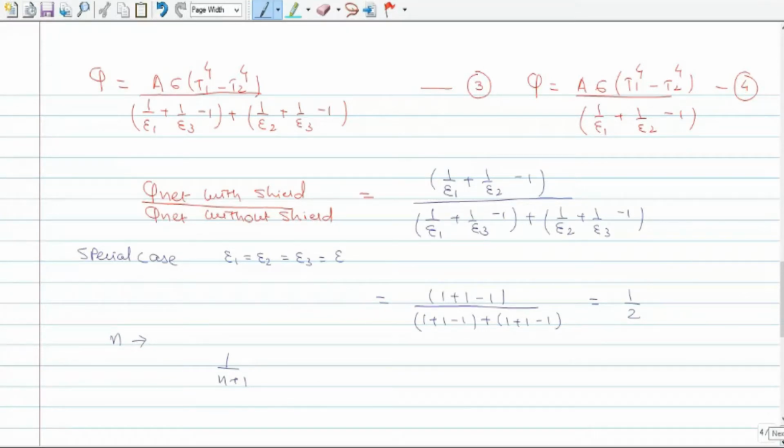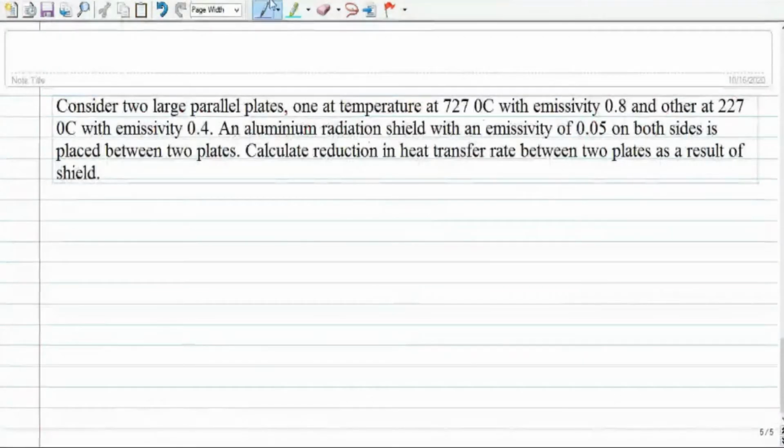So first I'm going to explain the data. Consider two large parallel plates, one at temperature 727 degrees centigrade having an emissivity of 0.8 and the other at 227 degrees centigrade and emissivity of 0.4. The aluminium radiation shield with an emissivity of 0.05 on both the sides. This word is very important, on both the sides. Placed between the two plates, calculate the reduction in the heat transfer rate between the two plates as a result of shield.